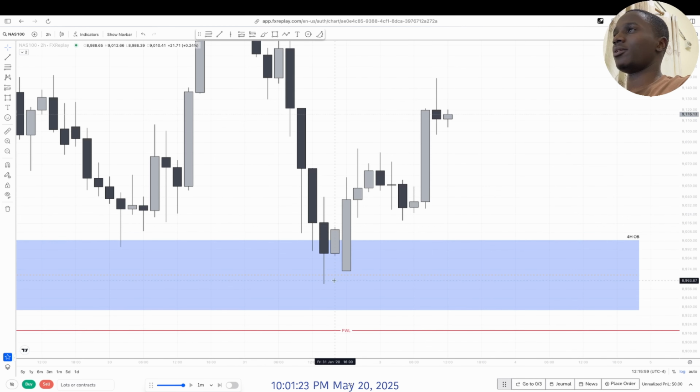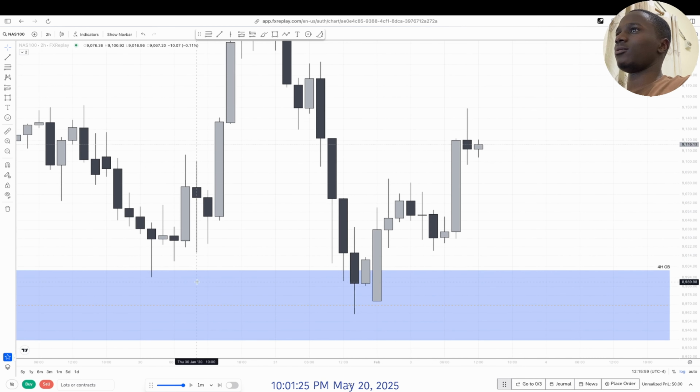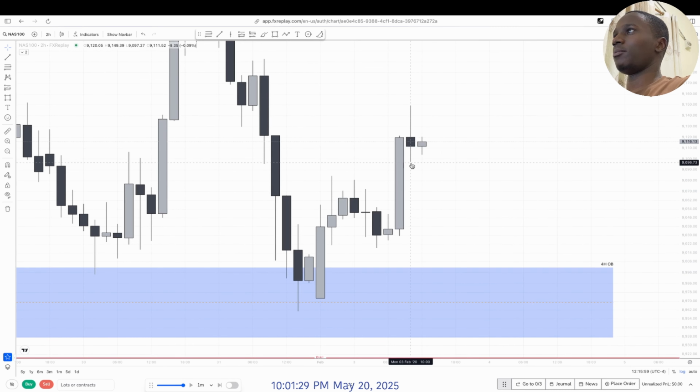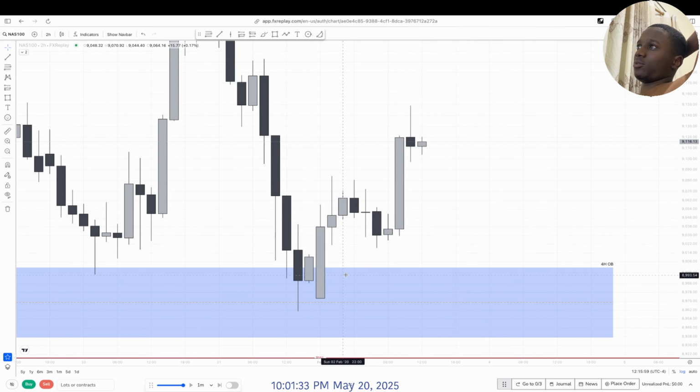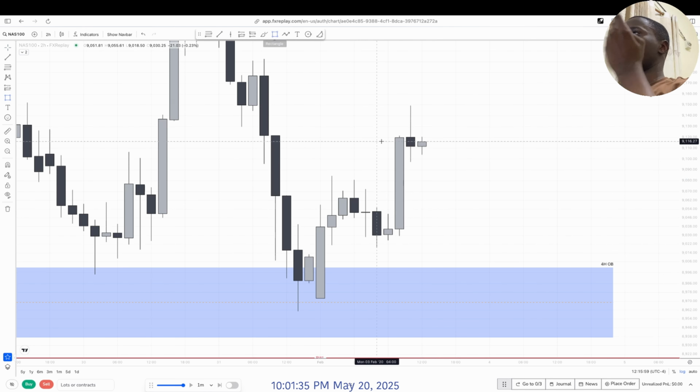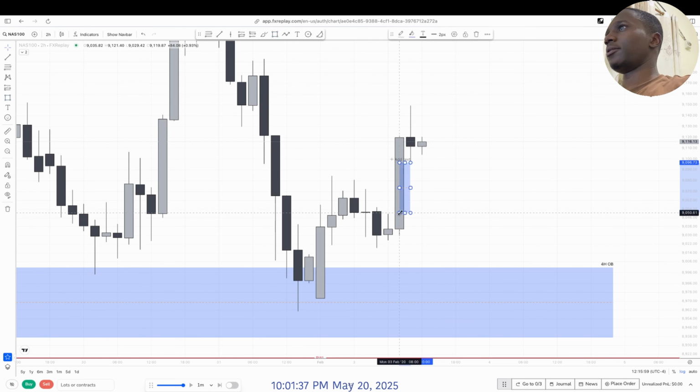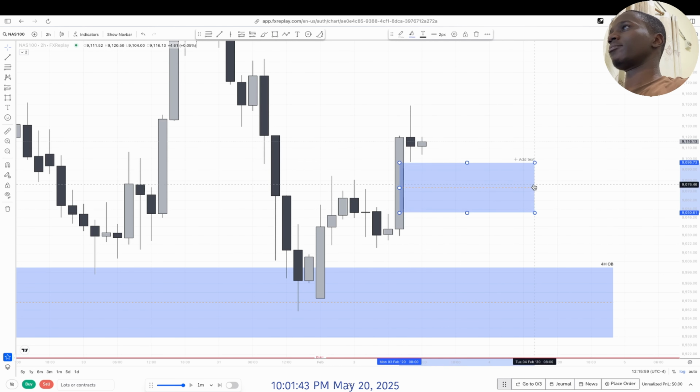So on the 2 hour now, you can see that we've got a sweep and then a shift. Now we've got a gap. So if we touch into this gap, we might expect it to push higher. If we respect this fair value gap, which coincides with this inverse fair value gap as well. So this is a 2 hour fair value gap.